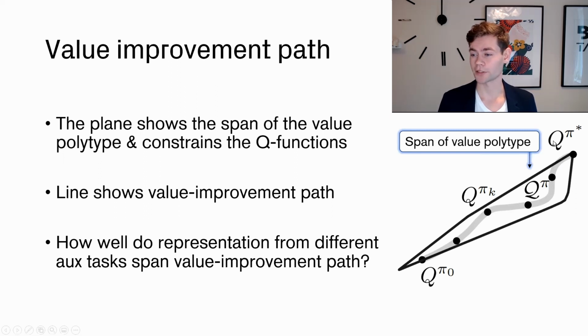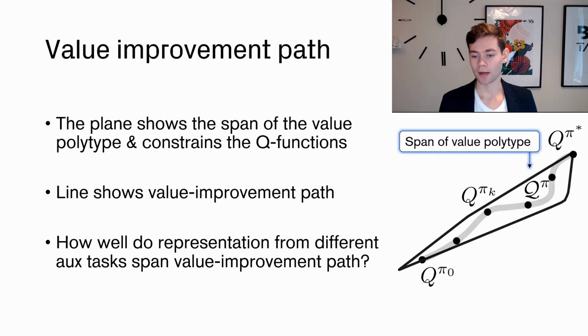So all Q-value functions that we can get are contained within this space, which they represent as a plane in this figure. What we can see as well is that this line that goes through it shows the value improvement path. At the top here, we can see the optimal action value function, and at the bottom, we can see our starting point. As we iterate with our reinforcement learning algorithm, we're going to traverse this path and get closer and closer to the optimal action value function. And we want to do this as efficiently as possible.